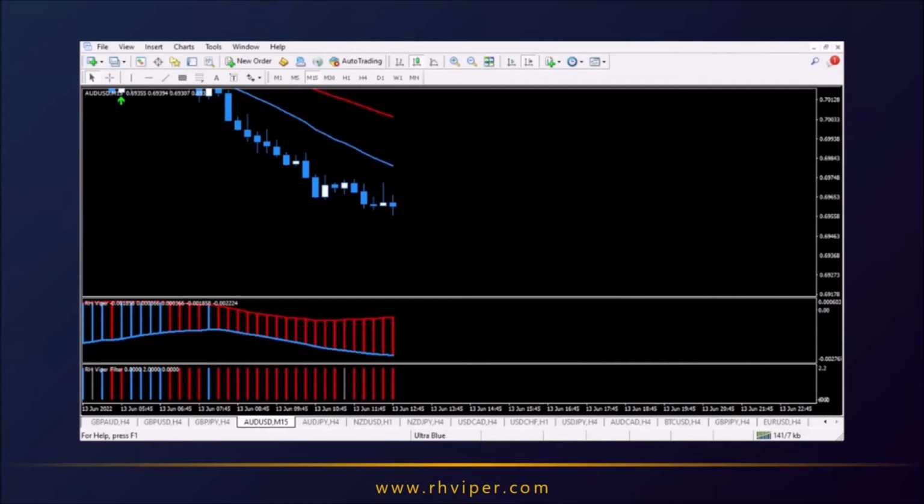We're looking at the Australian dollar US dollar. This is a 15-minute time frame, and we've currently got a downtrend. We've got the price underneath these moving averages, and the moving averages are in order. We've got the blue moving average underneath the red moving average.